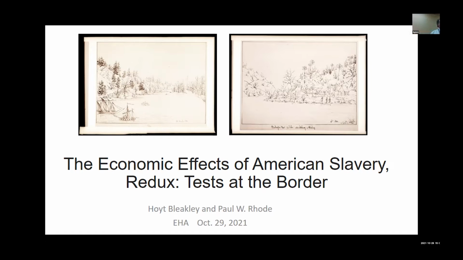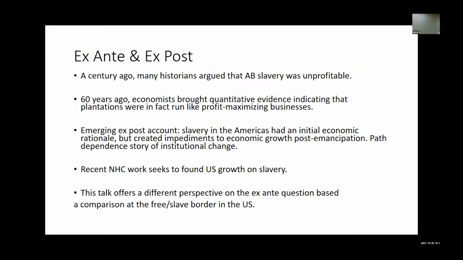This is a picture by de Beaumont of the Ohio River from the Yale Archives. There's been a lot of work on slavery. In the past, historians, or some historians, thought that it was an inefficient, unprofitable institution. About 60 years ago, economists came along and showed some evidence of profit making. More recently, the economists have come around to say, although slavery seemed to have an economic rationale at its inception, it ends up turning around and creating institutional impediments to subsequent economic growth. The historians have come around in the new history of capitalism to say slavery promotes growth. So you've kind of had this shift.